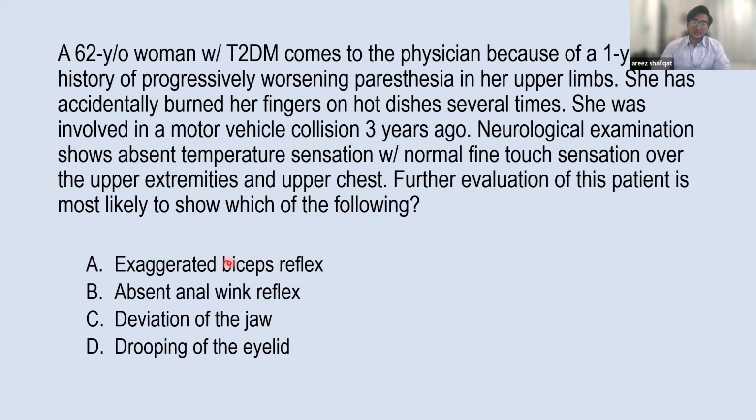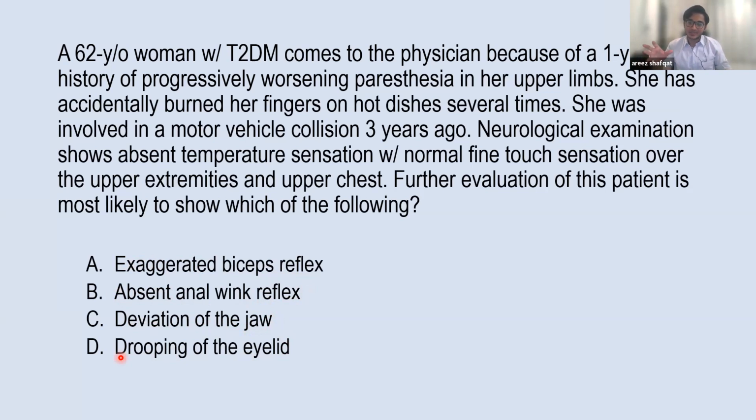Okay, good. So exaggerated biceps reflexes, this person has no evidence of upper motor neuron lesions. Absent anal wink reflex, that would be more in something you would call cauda equina syndrome. Deviation of the jaw, that is a lesion of the mandibular branch of the trigeminal nerve. This person would have drooping of the eyelid because this person has something called central cord syndrome or syringomyelia. That's one of the causes of central cord syndrome.